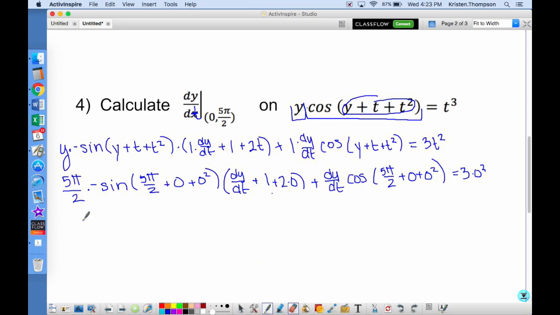As I start to simplify here, I can start to evaluate this first term. Sine of 5 pi over 2 is the same thing as sine of pi over 2, which gives me a value of 1. So this whole expression right here is 1 times negative 1 times 5 pi over 2, which gives me negative 5 pi over 2. In my next set of parentheses, I have 2 times 0, which is 0, plus 1 plus dy/dt is just going to leave me dy/dt plus 1.